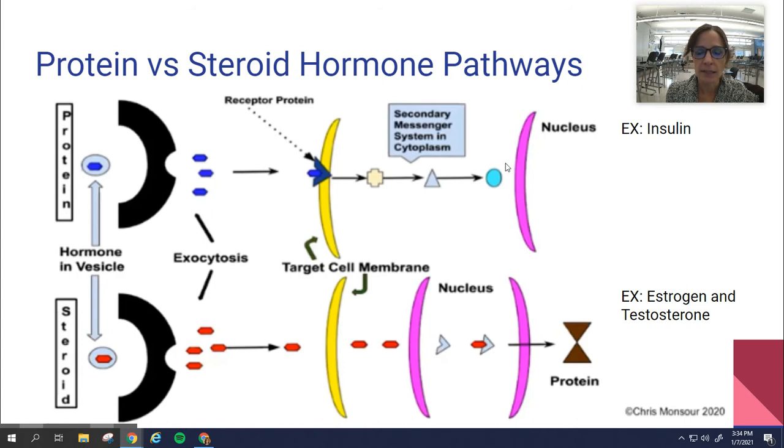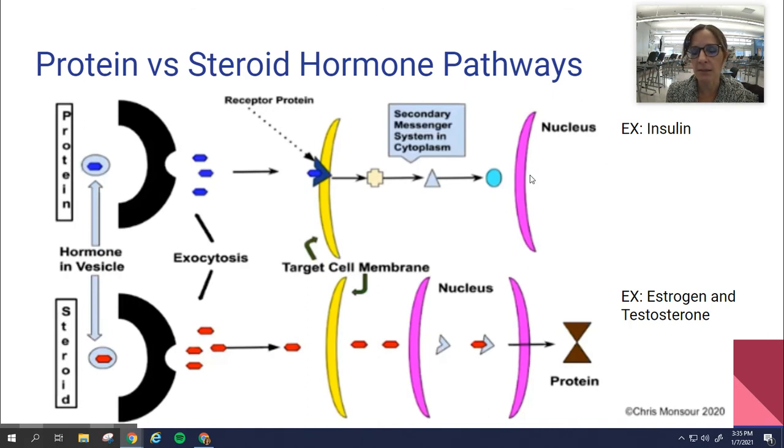But if you look at these two examples, here is your protein hormone. Here's your protein, and it's in a vesicle, and it's leaving the initial cell, right? So with exocytosis, here are your protein molecules, and they bind to a receptor. And then that receptor causes this cascade. Here's your transduction, which causes a secondary messenger to do whatever the response is in the nucleus. So an example of this would be insulin.